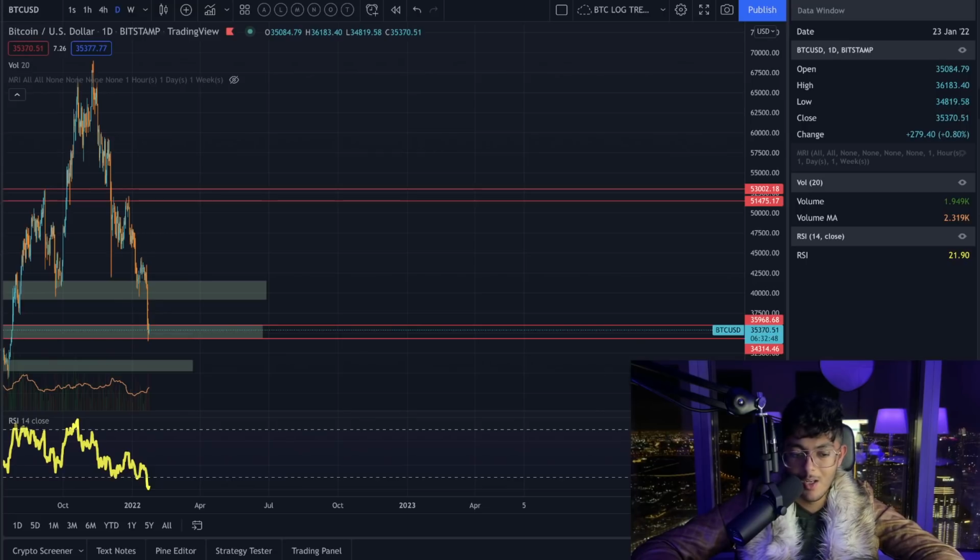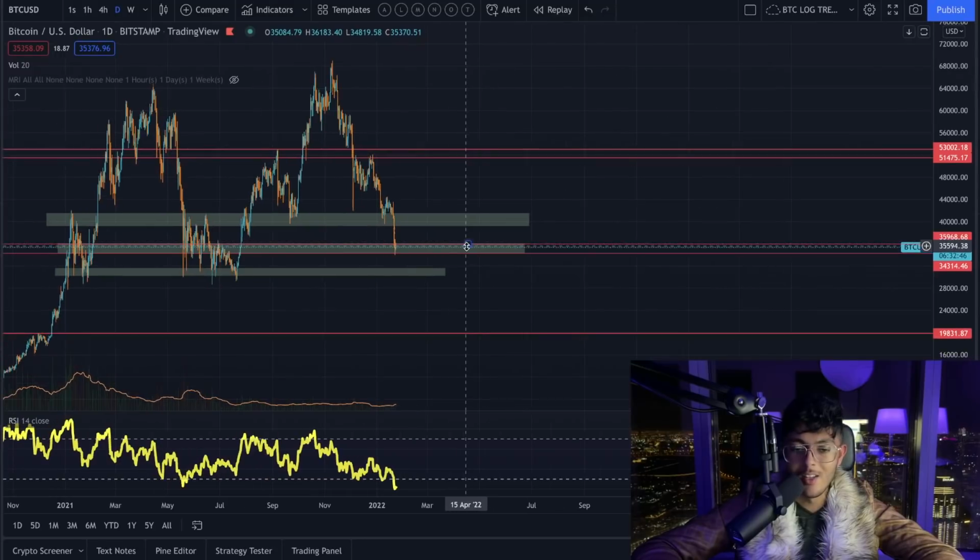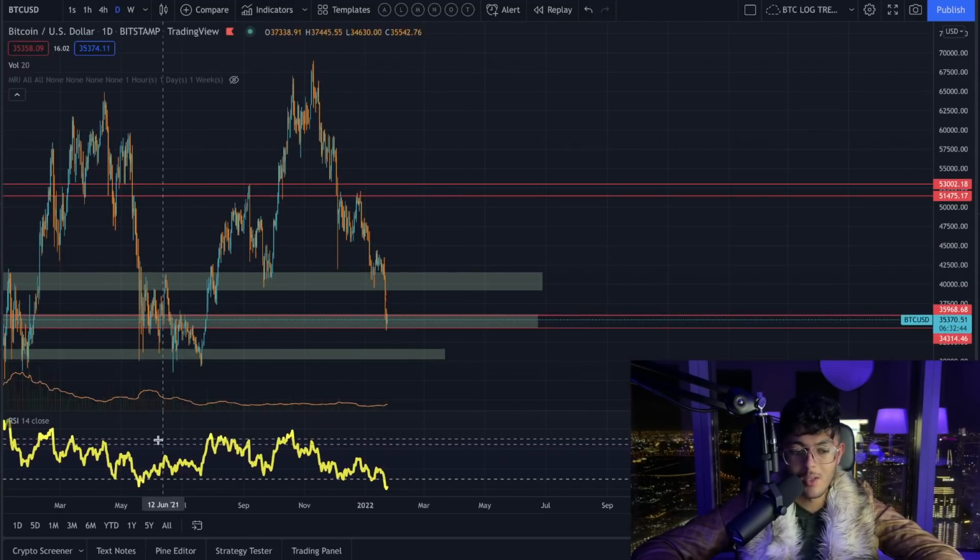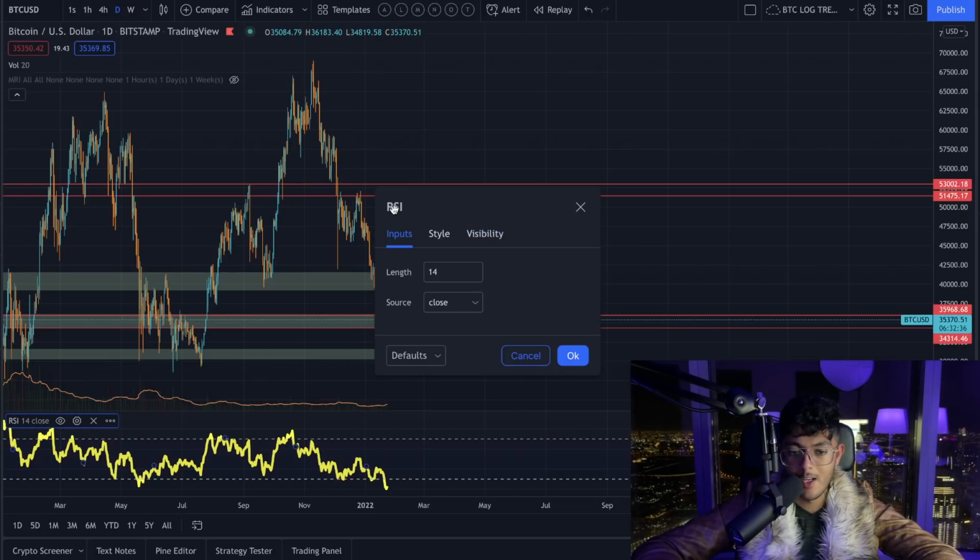Now, granted, oversold doesn't mean that the market needs to reverse. Oversold is a very misleading word. A lot of people don't know how the RSI works. Allow me to enlighten you if you haven't heard me say it before. The RSI, as we all should know by now, stands for Relative Strength Index.